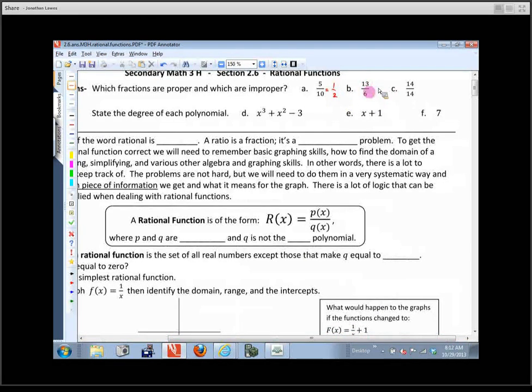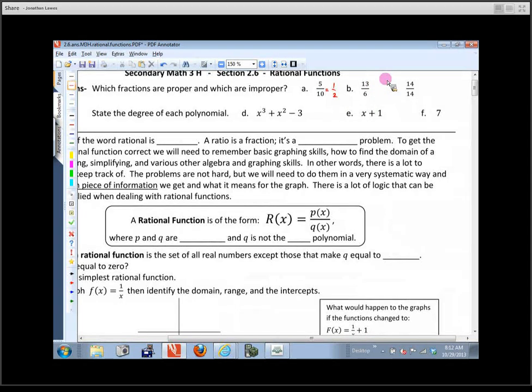Proper or improper here? This is improper. Now, the numerator is bigger than the denominator. Normally, we'd take this and we'd write this as 2 1/6 in like a pre-algebra class, or if we were in 7th grade or something like that. Once you get to algebra, we normally leave these improper fractions as improper fractions. You don't write it as a mixed number. So this one right here was proper. This one is improper, but we're going to leave that alone.